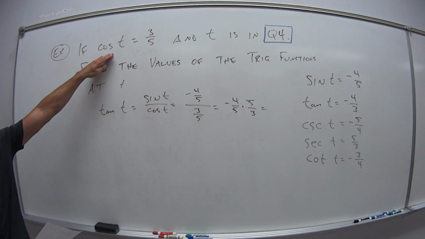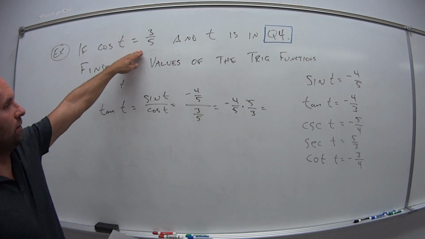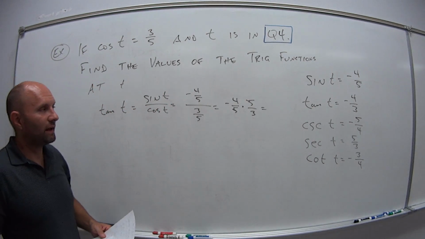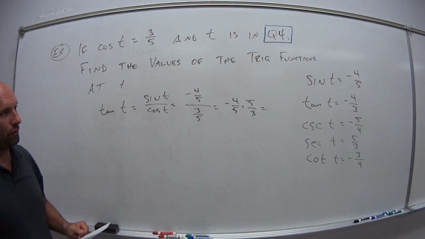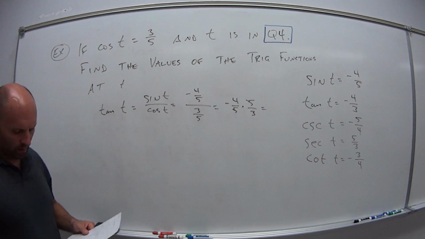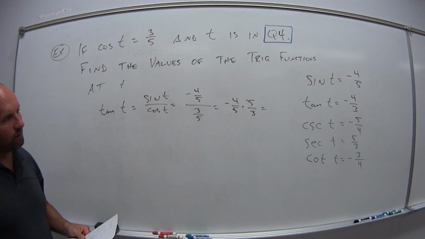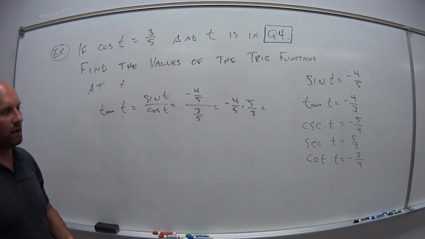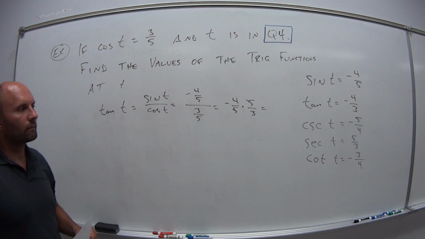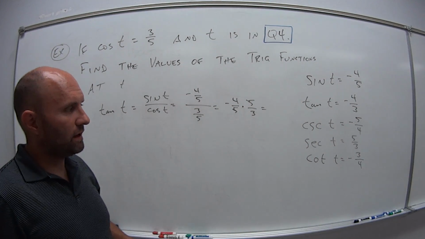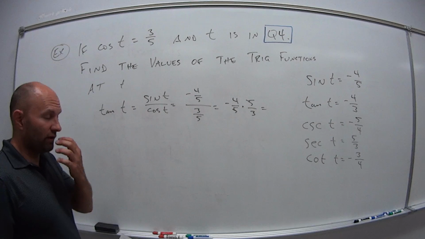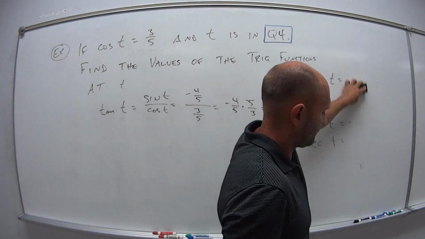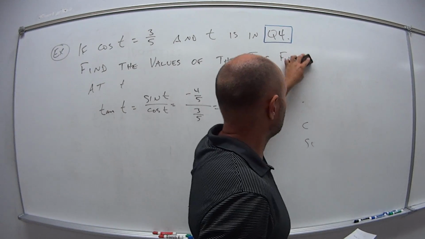So our 6 values for the trig functions: cosine of t is 3/5, sine of t is minus 4/5, tangent of t is minus 4/3, cosecant is minus 5/4, secant is 5/3, and cotangent is negative 3/4. That is the video with regards to the trig identities and how we would use the Pythagorean identities.